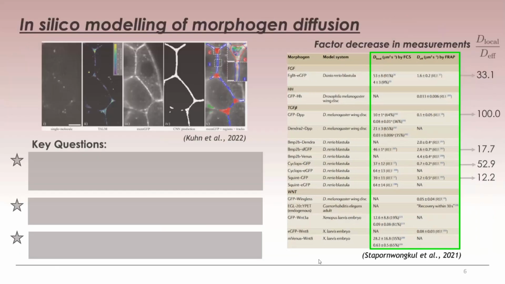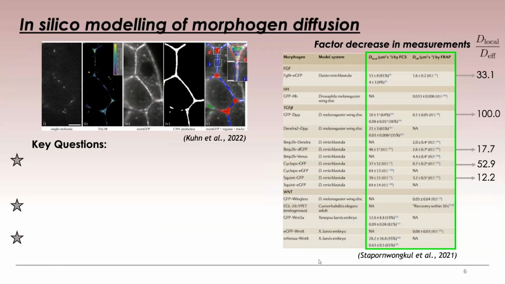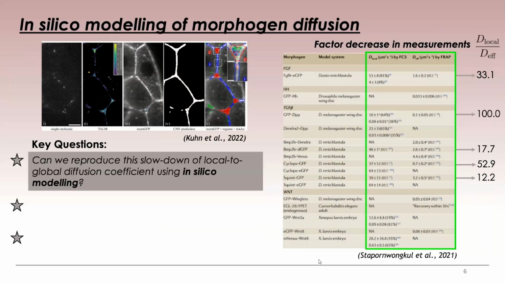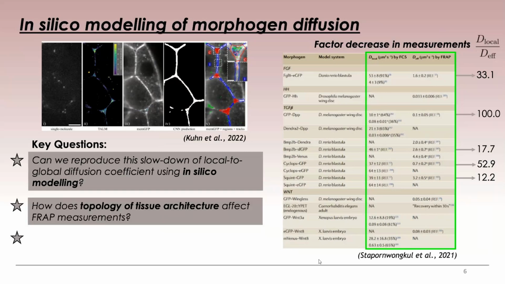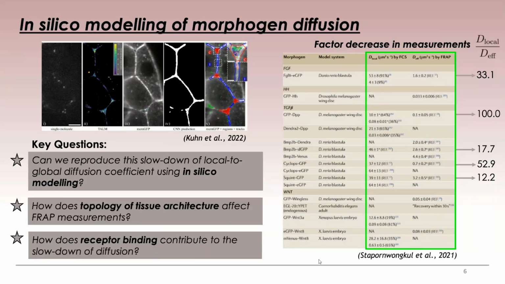So, motivated by this difference in measurements from the local and global diffusion coefficient, and also the single particle tracking experiments, we aim to build an in-silico model that utilizes realistic biological images to show that properties such as tissue architecture and receptor binding alone can reproduce this slowdown from local to global scale of the diffusion coefficient.